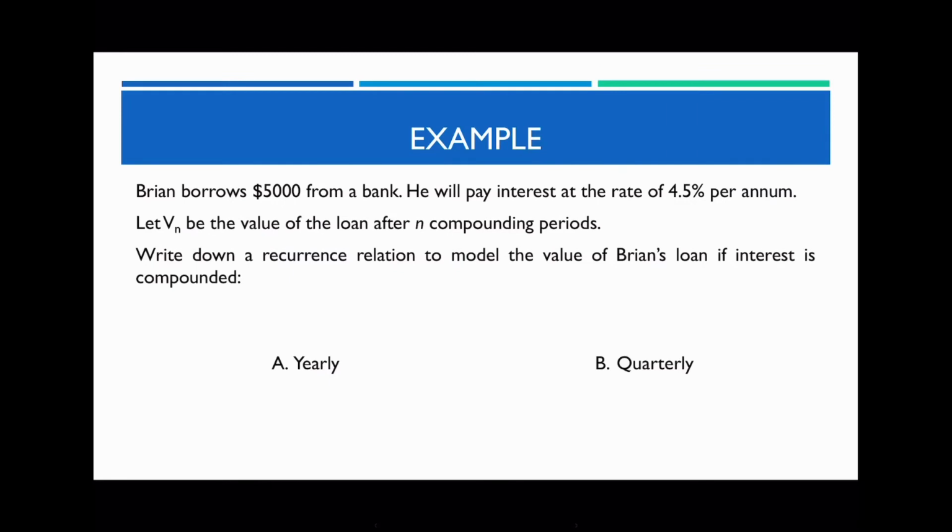So the question reads, Brian borrows $5,000 from a bank. He will pay interest at the rate of 4.5% per annum. Let Vn be the value of the loan after n compounding periods. Write down a recursive relation to model the value of Brian's loan if interest is compounded yearly as well as quarterly. Now I'm just going to highlight this over here because that's what I'm trying to do. I'm trying to find the equation in this case, and notice that I've also included the general equation for us to refer to so that we can actually answer this question.